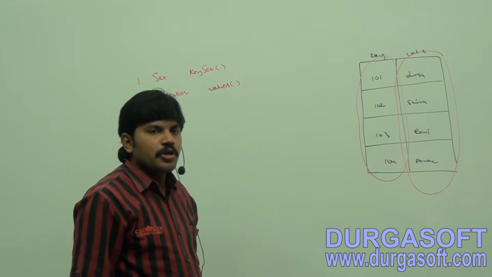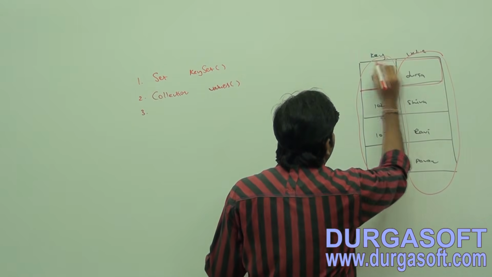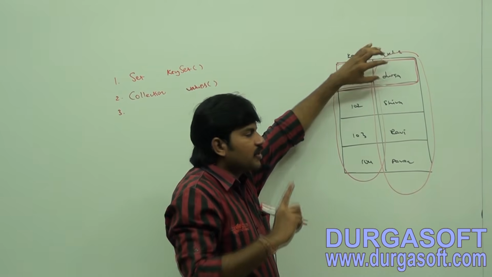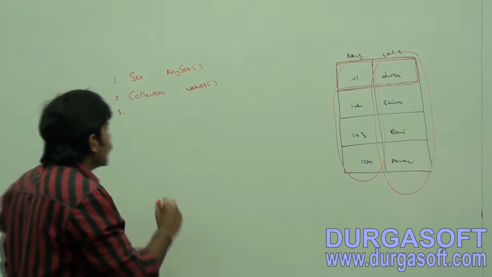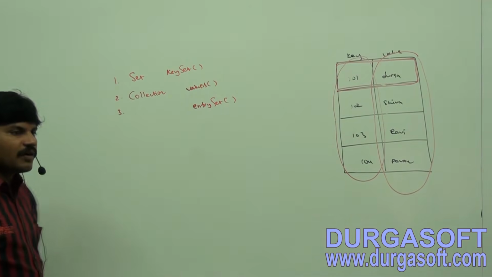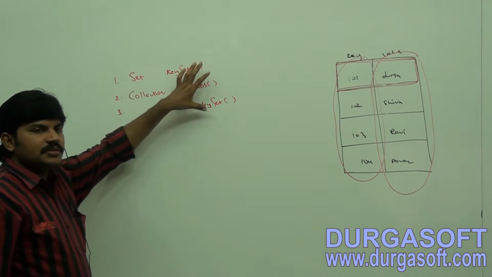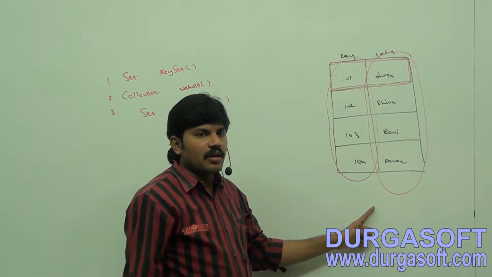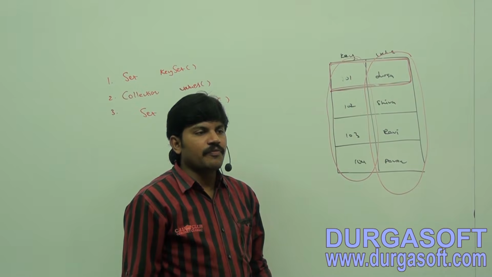Next, sir, can you please give a set of entry objects? Because each key-value pair is called one entry. First entry object, second entry object, third entry object. If you want entry objects, then we should go for entrySet. It returns a Set of entries. These are three methods we call on the map object: a set of keys, a collection of values, and a set of entries.